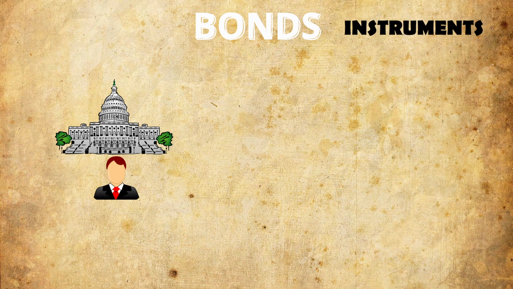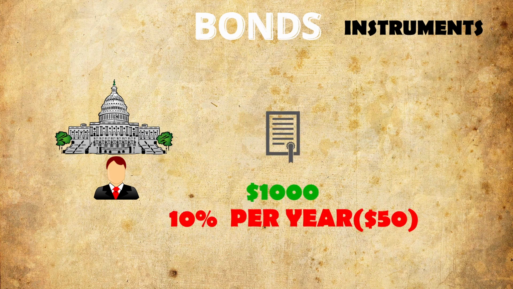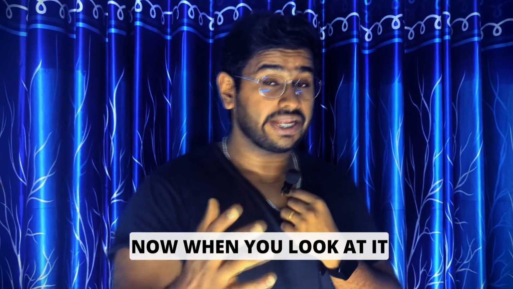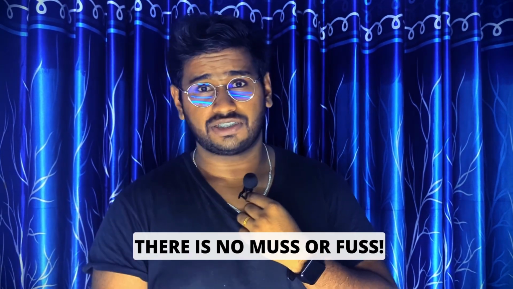Now here, let's say the government or corporate issues a $1,000 bond at 5% interest rate for 10 years. Now an investor buys this bond from the market, for which he will lend this $1,000 to the government or corporate. He or she will receive $50 each and every year from the government or corporate until the tenure time is over. Here in this case, which is 10 years. Now when you look at it, it's an easy bet. There's no muss or fuss.